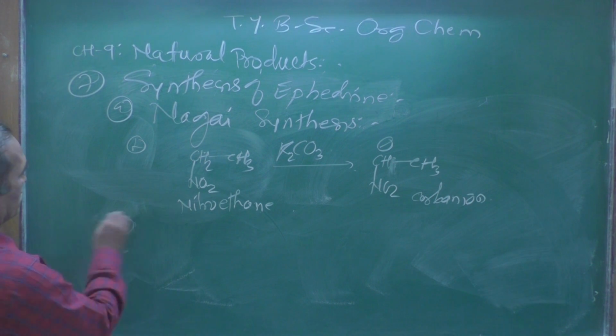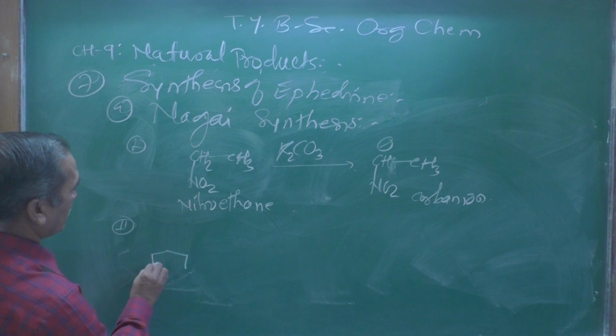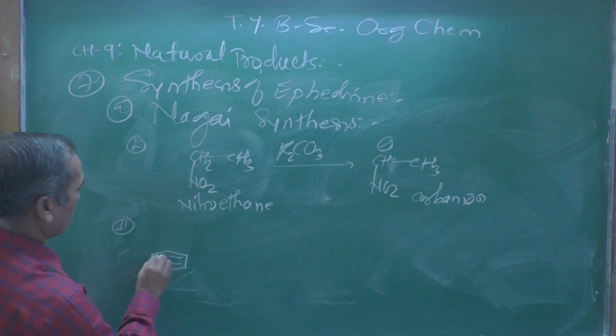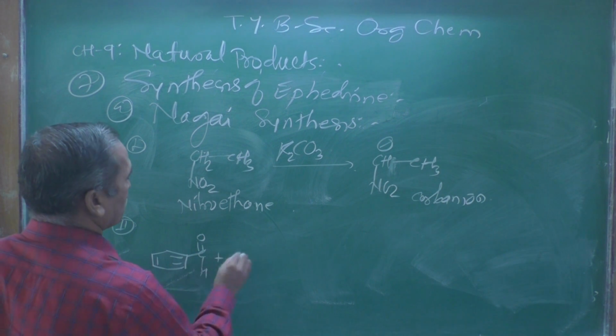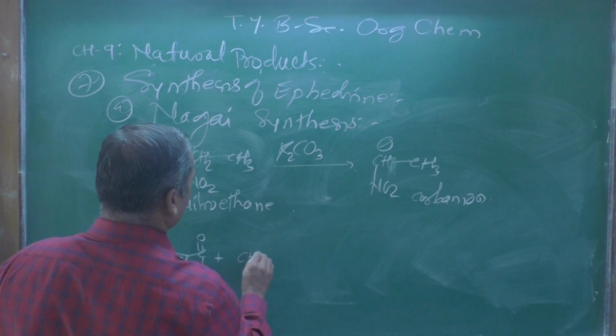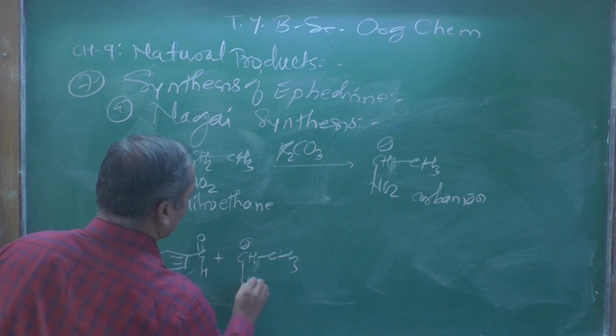Now in the second case, what is going to happen? What he did, he had taken as a starting material benzaldehyde, C double bond O H, you can write like this, and then this one CH minus charge, then CH3, there the NO2.